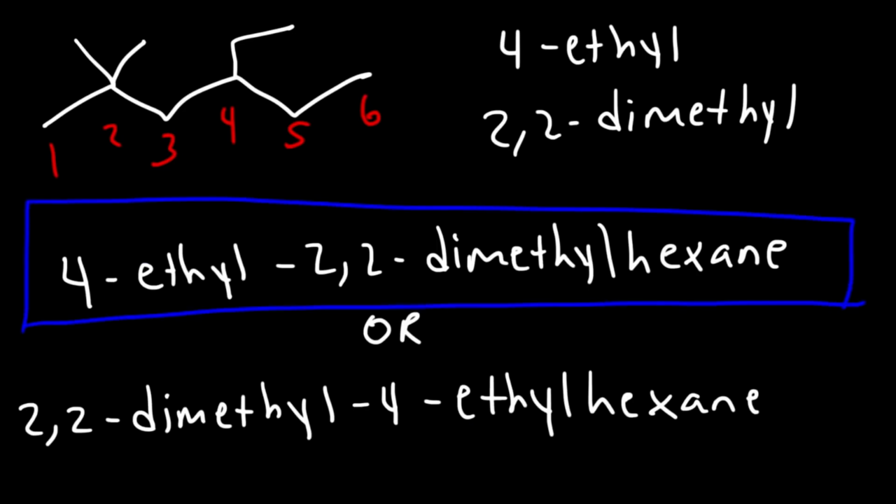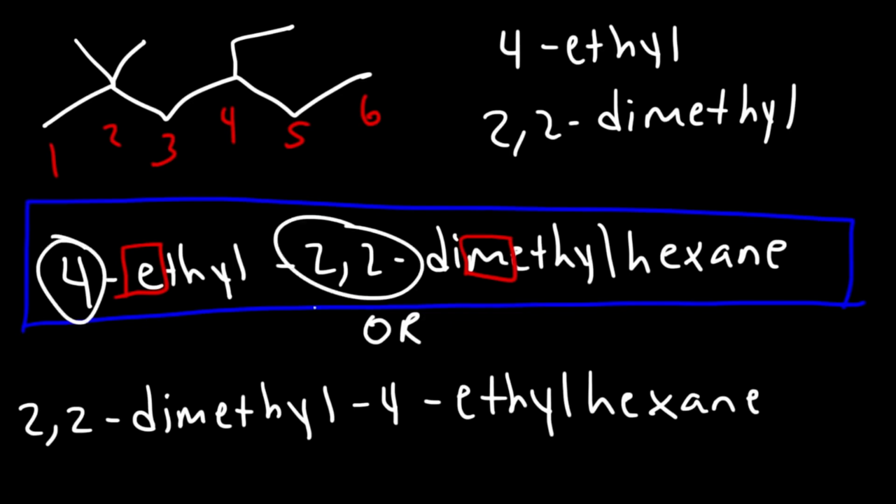And the reason is that when you're placing the substituents in alphabetical order, you don't take into account the prefixes. So you need to ignore the prefix di, tri, tetra, and things like that. So you're comparing E and M. So therefore, ethyl comes before methyl. So we need to put it in alphabetical order before looking at the way the numbers are arranged when you write your final answer. So placing it in alphabetical order has more priority than making sure that the numbers are in ascending order.